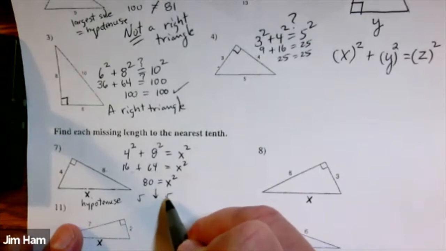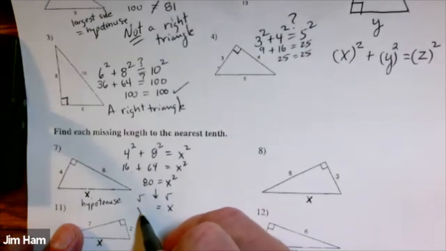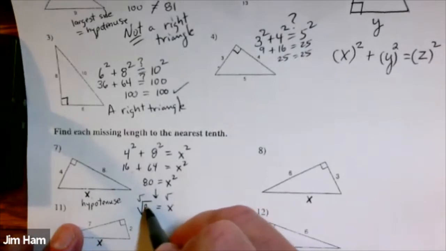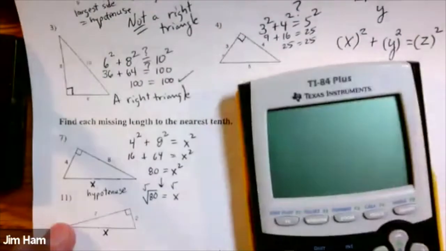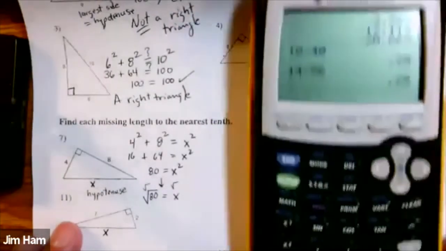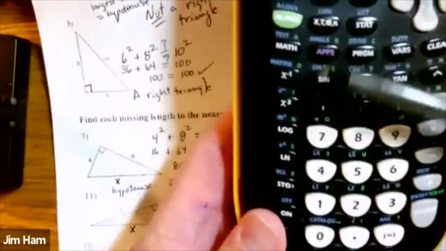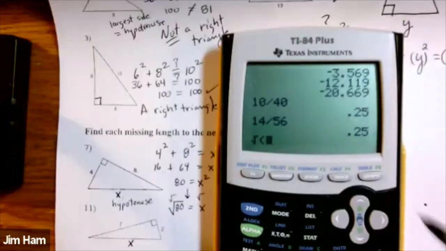If you take the square root of a square, you're just left with the X. And if you take the square root of 80, we would write that the square root of 80. We know the square root of 80 is very close to the square root of 81, and the square root of 81 is 9. So therefore, the square root of 80 is going to be a number very close to 9. The square root function is right above the x squared, right there. X squared, square root. So you have to hit the second key and then x squared, and then 80. So we know this is going to be 8 point something, right? Close to 9.